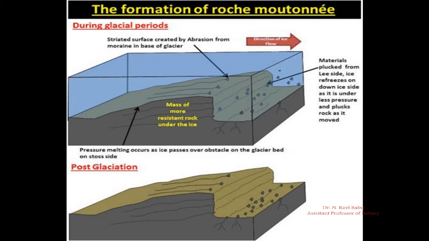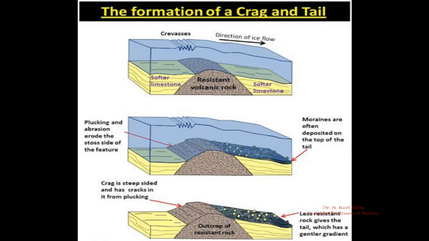Now let's move on to the crag and tail. Friends, the crag is a mass of hard rock with a precipitous slope on the upstream side, which protects the softer leeward slope from being completely worn down by oncoming ice. It therefore has a gentle tail.